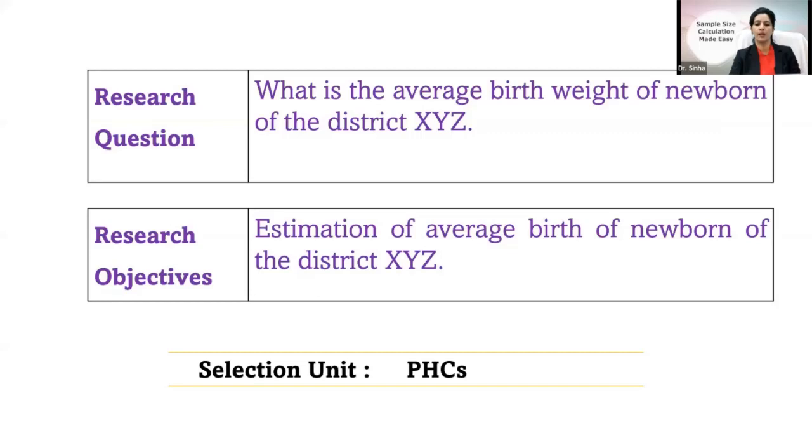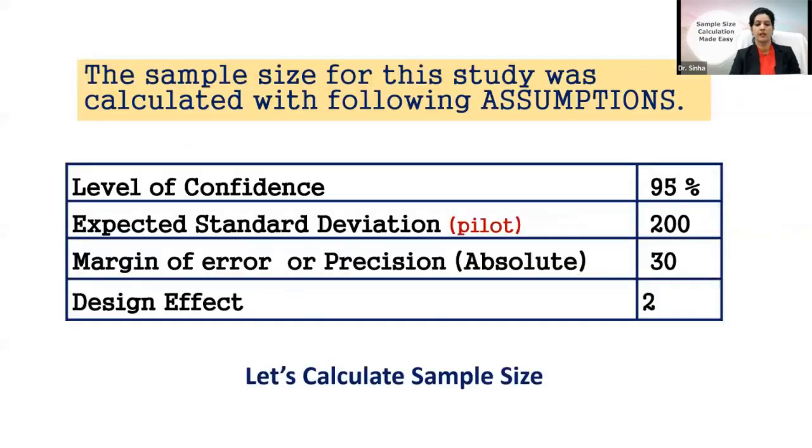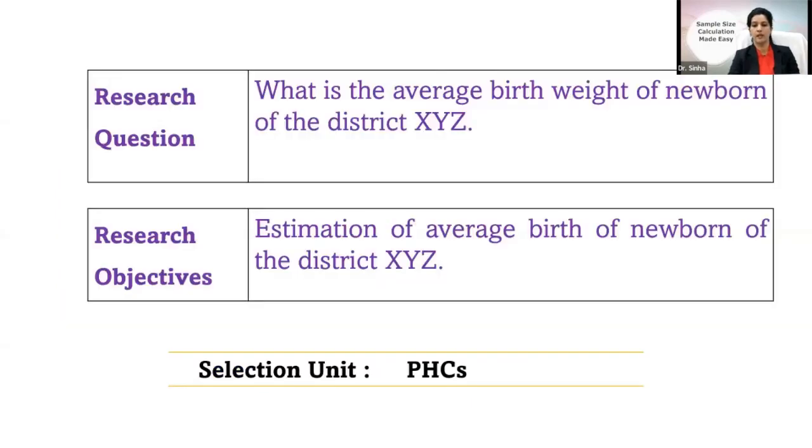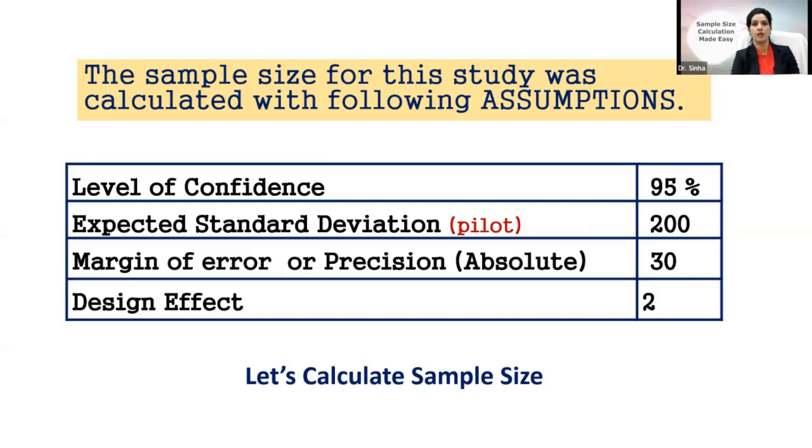So now you can do one example. What is the average birth weight of newborns in district XYZ? Selection unit is PHC. You can see the assumption: expected standard deviation is 200, because it is the birth weight of newborns in grams. So 200 grams, the margin of error is 30 and the design effect is 2. The level of confidence is 95%. So all of you please calculate the sample size and type in the chat box.